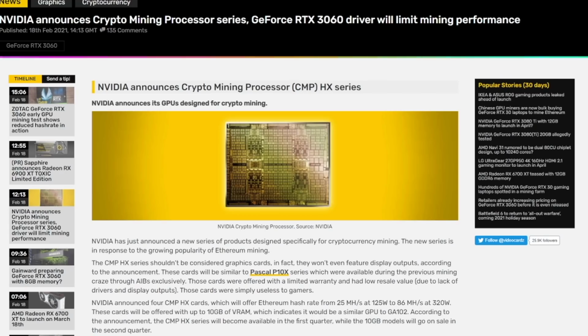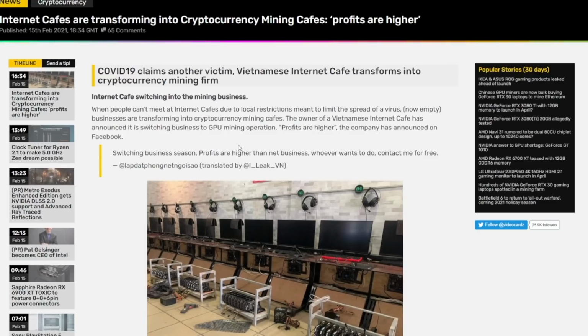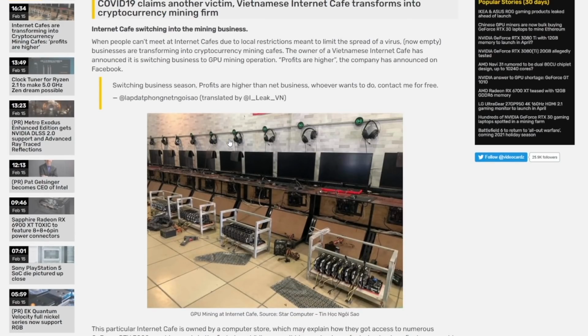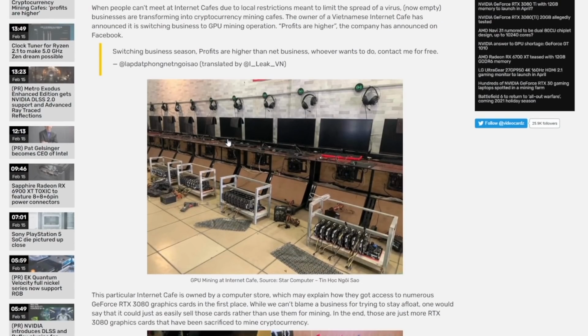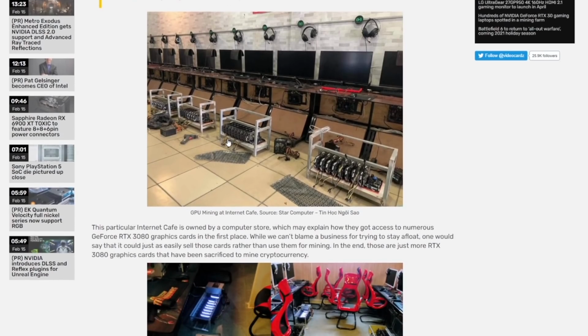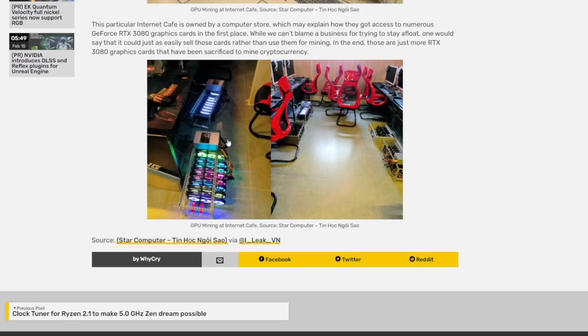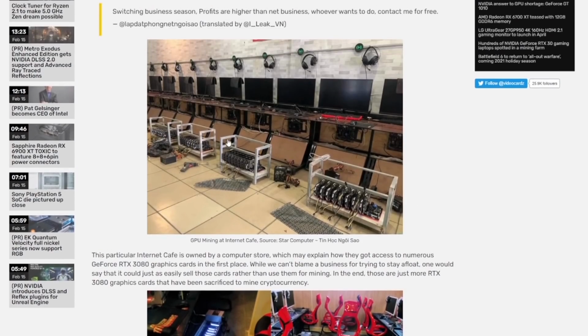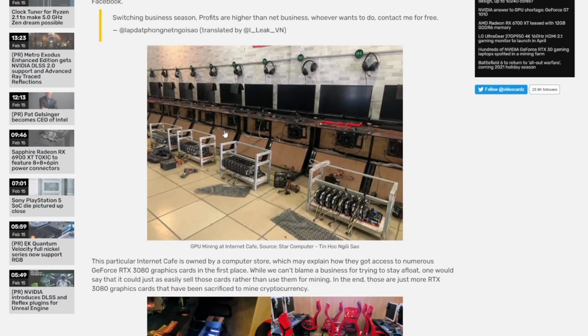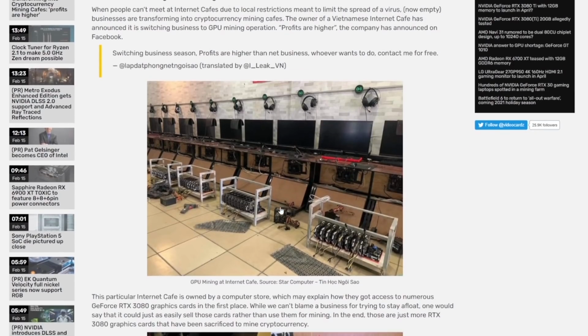What else do we want to talk about today? Just some fun stuff as we end up here. This internet cafe in Vietnam has transformed into a cryptocurrency mining farm. I mean, that makes sense. There's one of these in a local mall near me, and I've always thought, they have all these PCs mounted to the wall for people to come in, and I really hope they're mining on those things when nobody's in there. It's pretty cool to see.